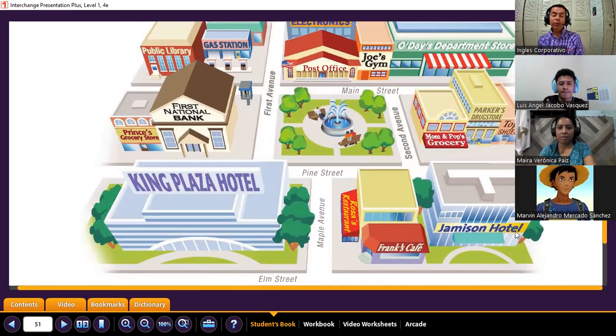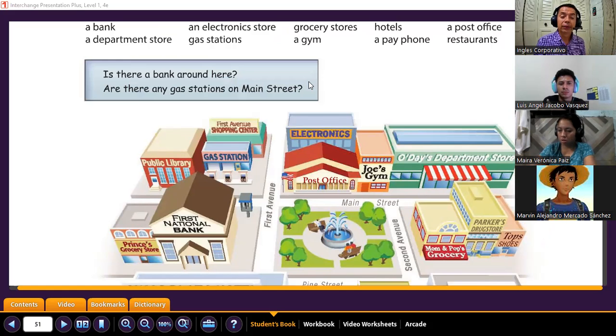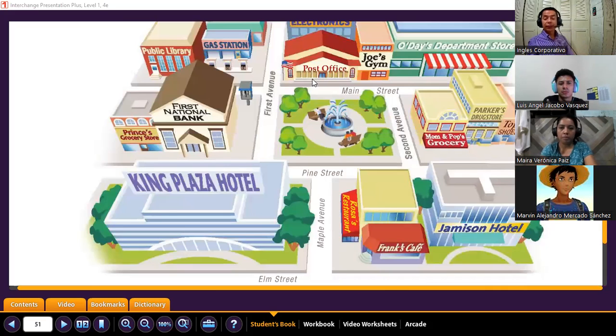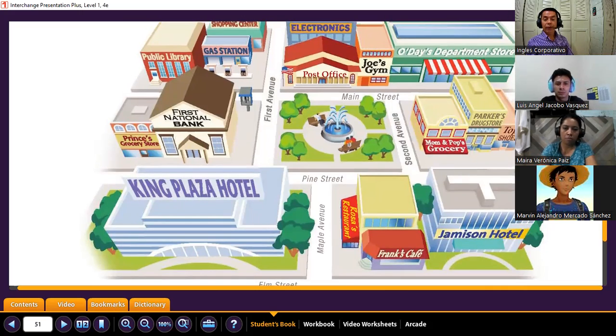So what you can do here is make the question. Is there a gas station in here? Is there a post office? And then you answer, yes, there is. Or no, there isn't, right? Yes, there is. No, there isn't. Okay, very good. Now, question and answer.